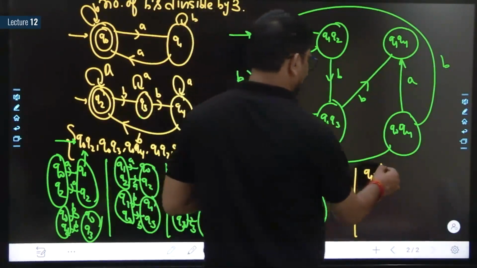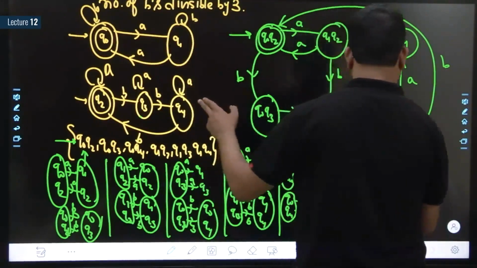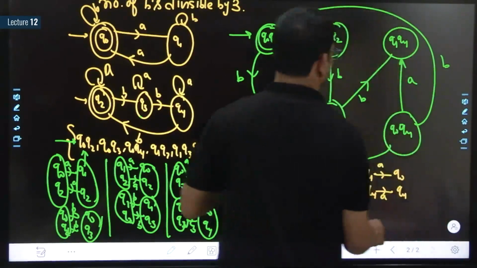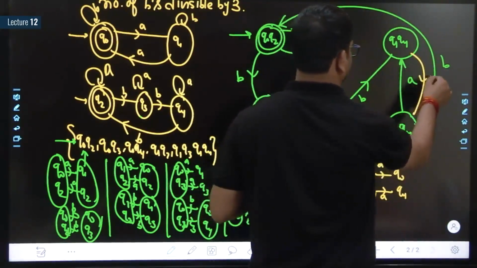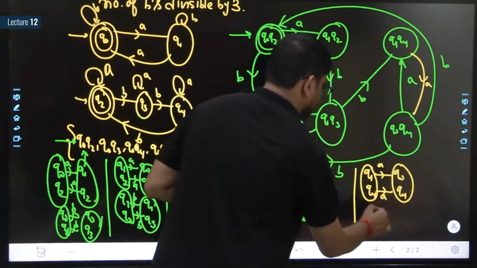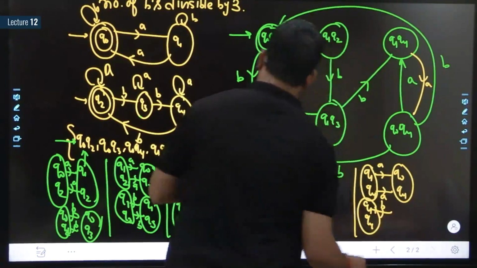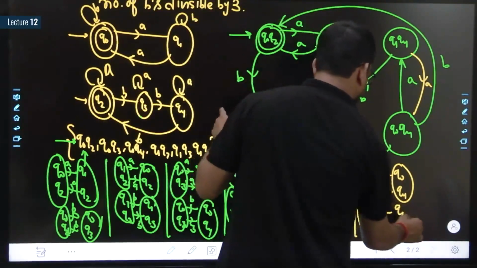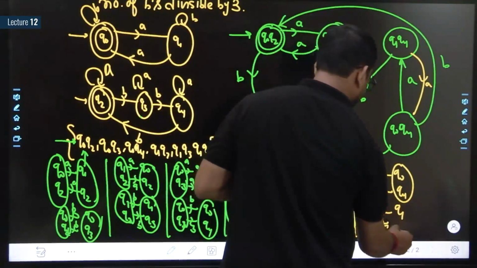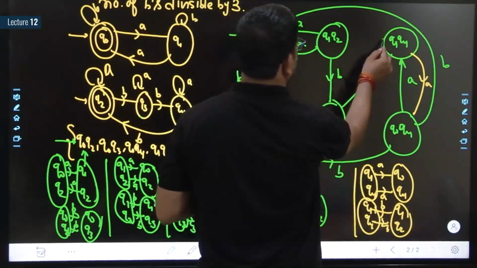Q1Q4 on A: Q1 on A goes to Q0, Q4 on A stays Q4, so Q0Q4. This is the A. What about the B? Q1Q4 on B: Q1 on B stays Q1, Q4 on B goes to Q2, so Q1Q2. This is the B.